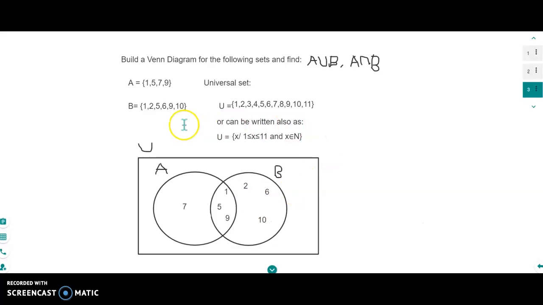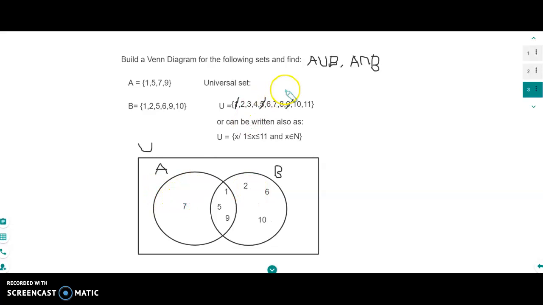Now we can check the universal set, and we're going to check the elements that are not included in these sets, which are outside in the universal set. All this region is the universal set. Remember that. Okay, so let's start checking every element. We already have 1 here in the intersection, so we cross this. We already have 5. We already have 9.